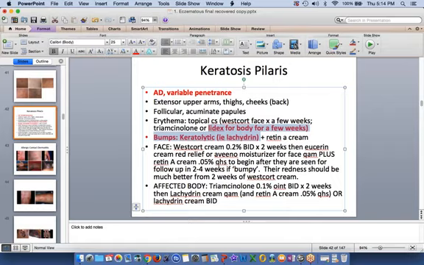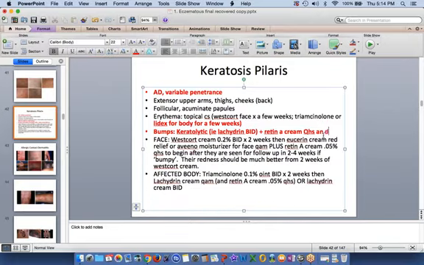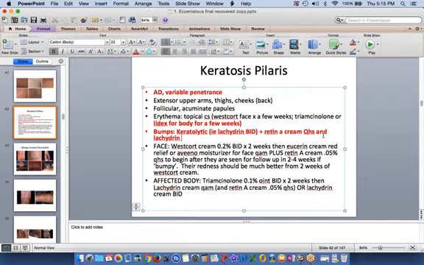So you could put them on Lac-Hydrin, use it for a few weeks, twice a day. Actually, let's put it here as BID. You come back 2 or 3 weeks later, you still have some, so now you do Retin-A. And the Retin-A, you alternate it. So you use that QHS, and the Lac-Hydrin would be QAM.